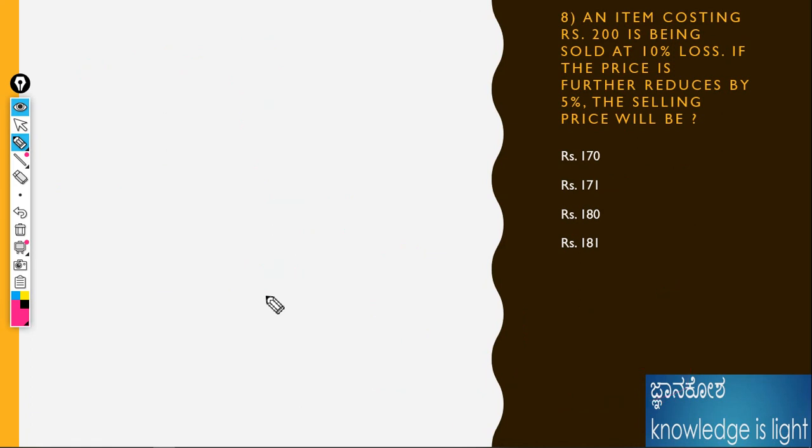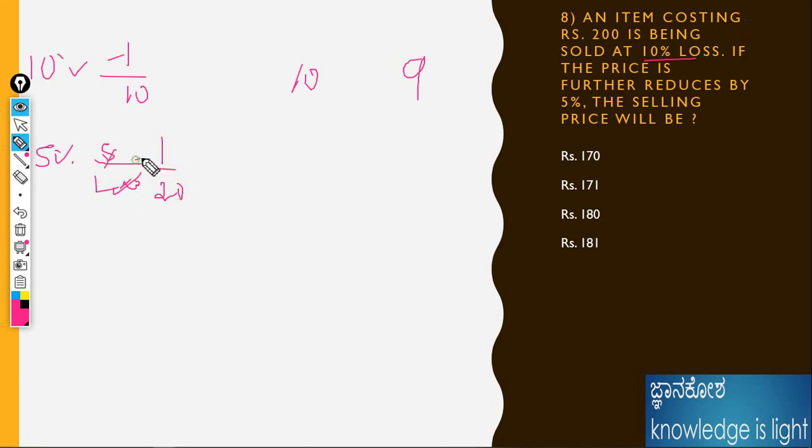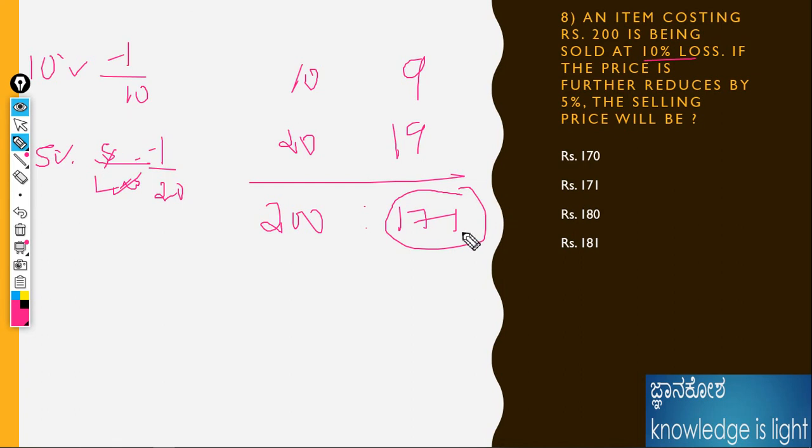Now see the other way. A 10% loss means minus 1 by 10, so the initial value is 10 and the final value is 9. And 5% means 5 by 100, that is 1 by 20, and the loss means 19 by 20. Therefore, multiply 200 by 9 by 10 and 19 by 20, which gives 171. Therefore, he asked for the selling price. 171 is the answer. Isn't this the easy way?